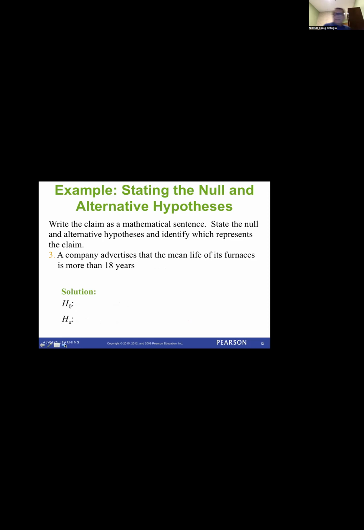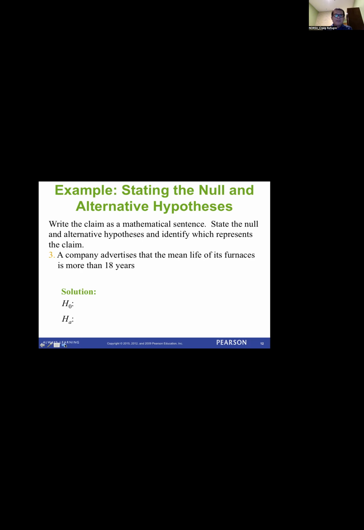Could anyone read example number 3? Okay, go ahead. A company advertises that the mean life of its furnaces is more than 18 years. So as a classwork, based on example number 1 and number 2, kindly state H0 and then HA, and then identify the claim.